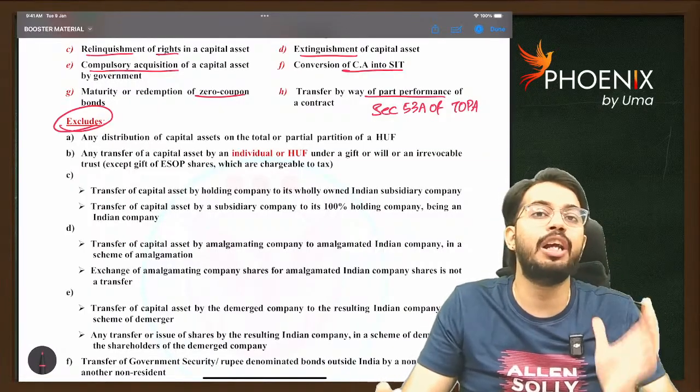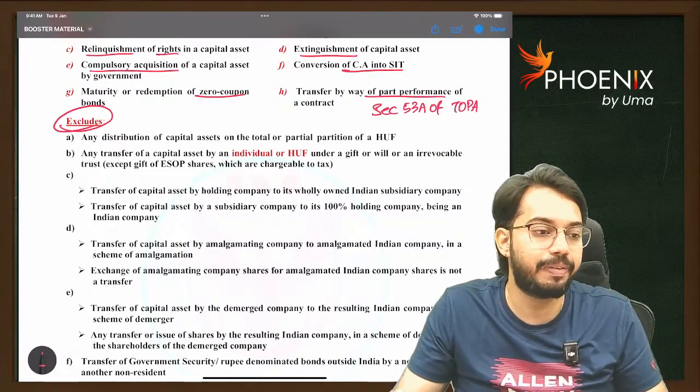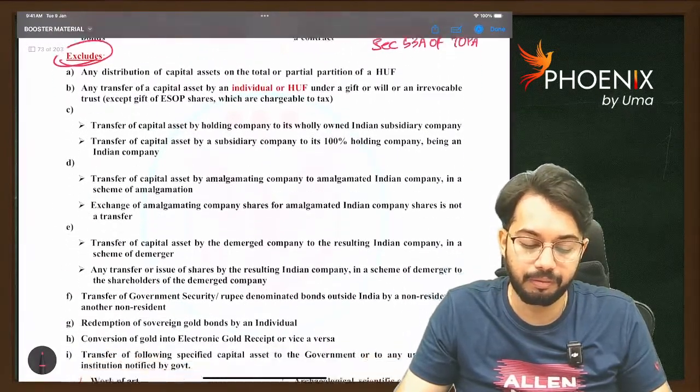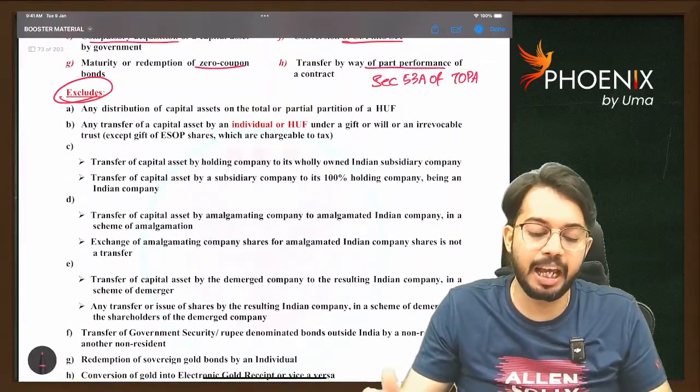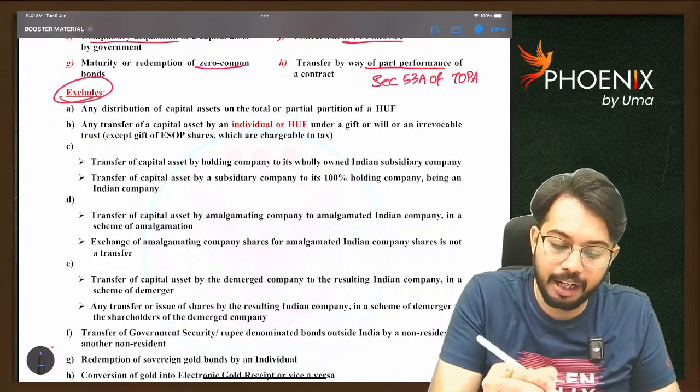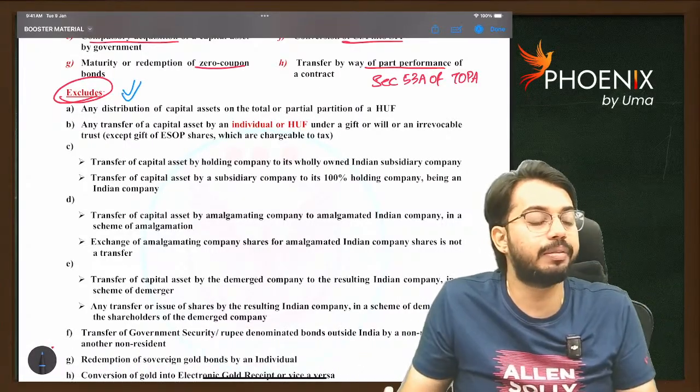So these are all inclusions to the definition of transfer. Now, shall I explain exclusions to the definition of transfer? Everybody, exclusions to the definition of transfer.